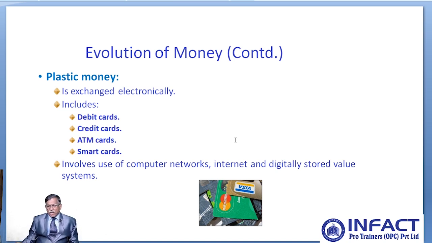It is exchanged electronically. It includes debit cards, credit cards, ATM cards, and smart cards. It involves use of computer networks, internet, and digitally stored value systems. As you're aware, when you go to shop and you want to buy something, if you use a debit card or a credit card, they just swipe it in a machine and then they take the money. So how does it happen? The money from your account passes on to the merchant's account. That is why it is called exchanged electronically. So necessarily it involves computer networks, internet, and digitally stored value systems.